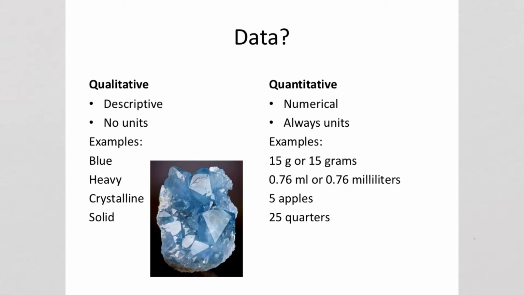So, first off, we talk about data. You've seen these terms before, qualitative and quantitative. Again, qualitative, adjectives. No units: blue, heavy, crystalline, solid. We probably called these observations, which in some cases is the only data we're going to be able to make. However, quantitative has units. It's always numerical. We usually use an instrument because it needs that information as is. So make sure you're understanding what quantitative and qualitative data is, especially in the laboratory.